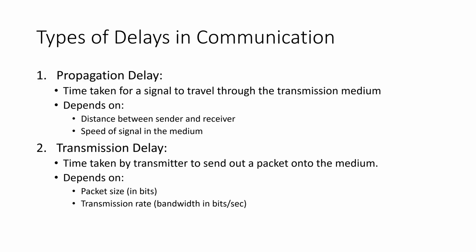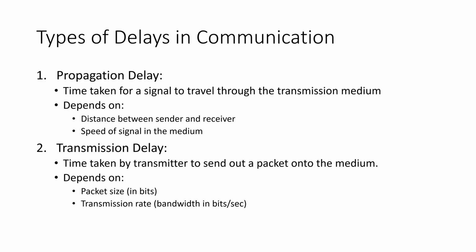So all network communication is susceptible to delays. We mainly have three types of delays in communication. They are propagation delay, transmission delay, and processing delay. Propagation delay is the time taken for a signal to travel through the transmission medium, like a fiber optic cable, and it depends on the distance between the sender and the receiver and the speed of the signal in the medium. For instance, in fiber optic cable, the speed of the signal is two-thirds the speed of light, that is 200,000 kilometers per second.